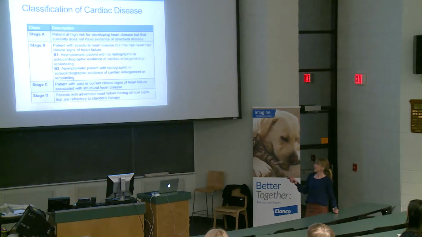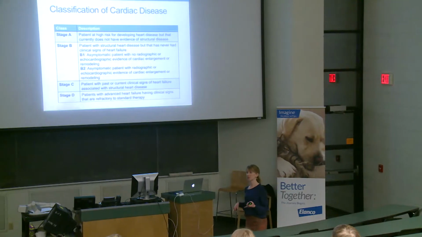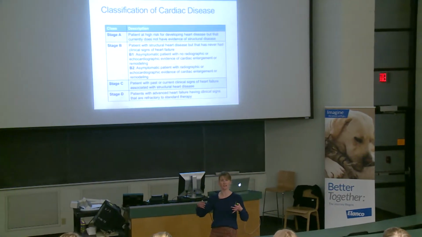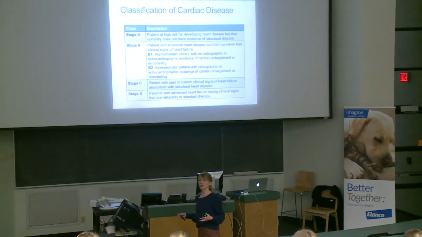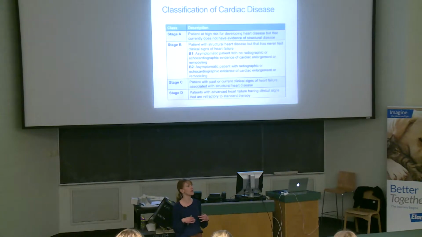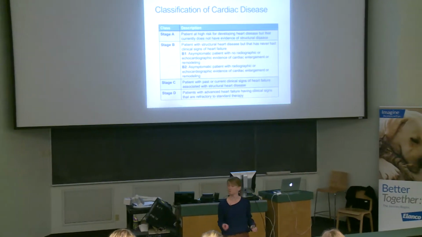So stage A is basically the patient at risk for developing heart disease, but that does not yet have heart disease. Our example of that would be the Cavalier King Charles Spaniel, who's at risk of mitral valve disease just by virtue of being a CAVI. The Doberman, who may be the carrier of the PDK4 mutation that places him or her at risk of dilated cardiomyopathy. So those are the patients we're talking about there.